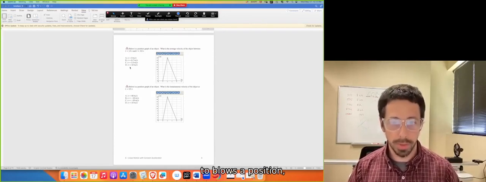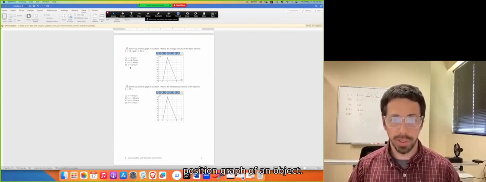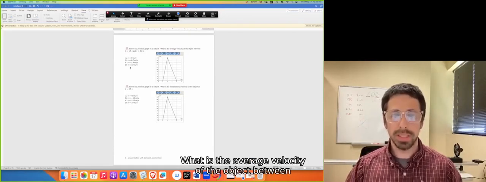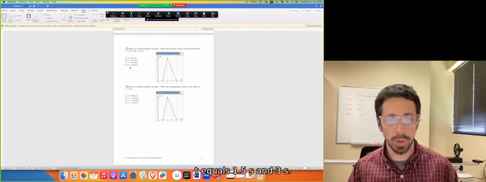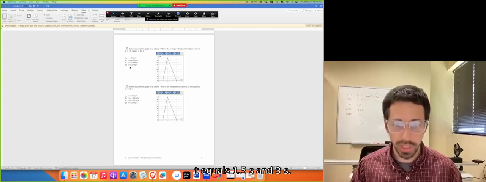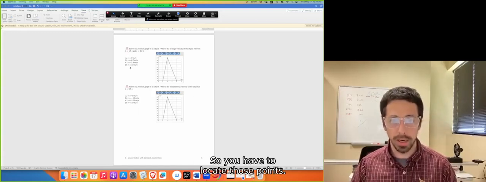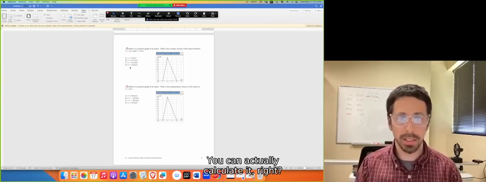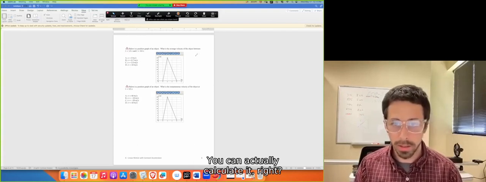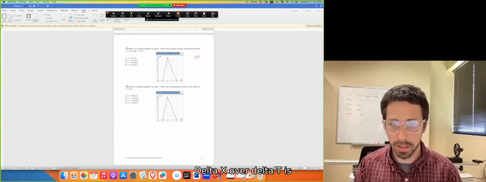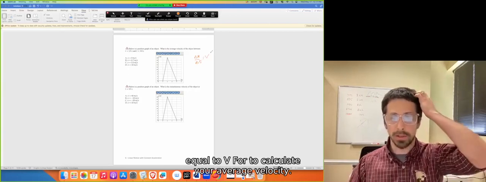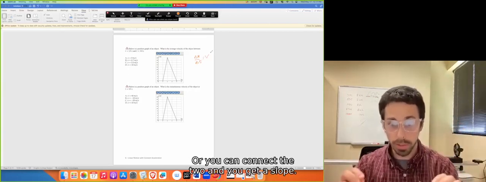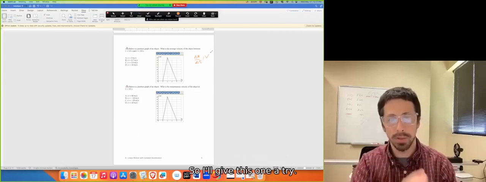Below is a position graph of an object. What is the average velocity of the object between t equals 1.5 seconds and 3 seconds? So you have to locate those points. You can actually calculate it, Δx over Δt is equal to v to calculate your average velocity, or you can connect the two and you get a slope, right? So give this one a try.